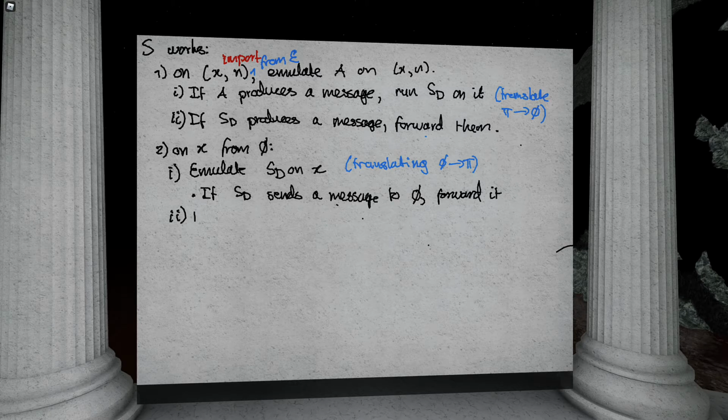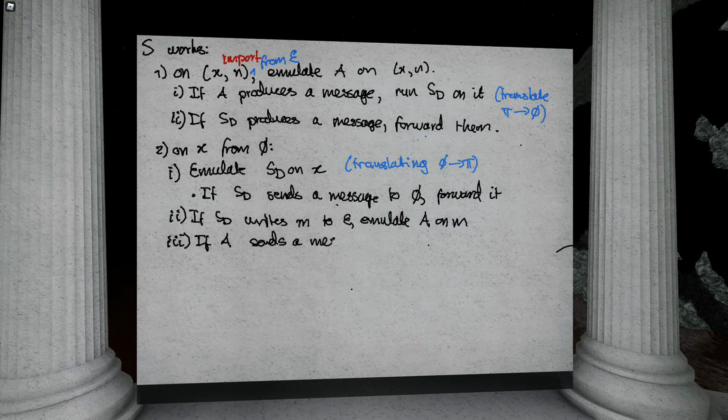Okay. So the interesting case is if SD writes, let's say, a message M to the environment. Well, we want the environment to think that it's talking to the adversary, not to the simulator. So we have to emulate the adversary to translate it to the appropriate form. Okay. And then we've emulated our adversary. The emulated adversary either wants to talk to the environment or to pi. So we do sort of the same dance, right? If A sends a message to E, we forward it.